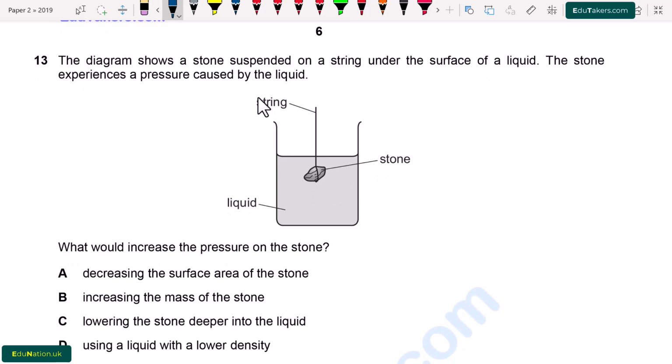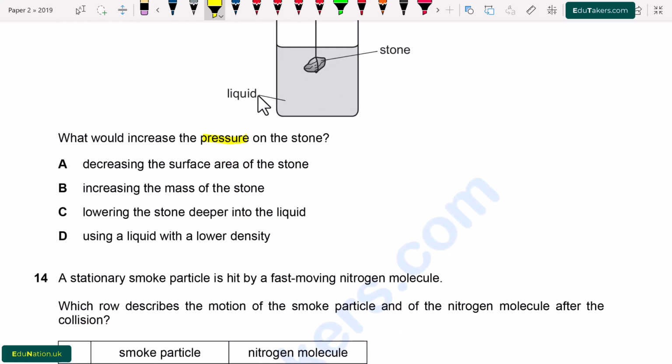Question number 13. The diagram shows a stone suspended on a string under the surface of a liquid. This stone experiences a pressure caused by the liquid. What would increase the pressure on the stone? Here we have to increase the pressure. What will we do? Option A, decreasing the surface area of the stone. B, increasing the mass of the stone. C, lowering the stone deeper into the liquid. D, using a liquid with a lower density.